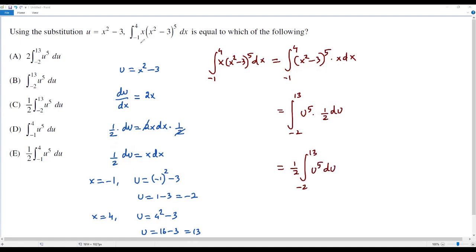Okay, now I have the given integration in terms of the new variable u. And now I have to check the answer choices where I find this integration. I find this one in answer choice C. The correct answer choice for this question is C.